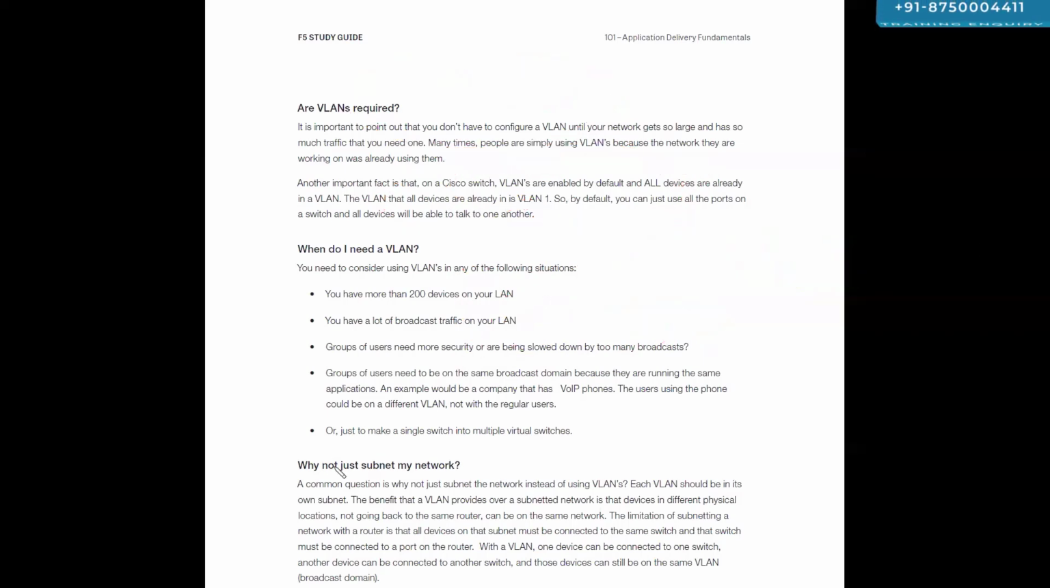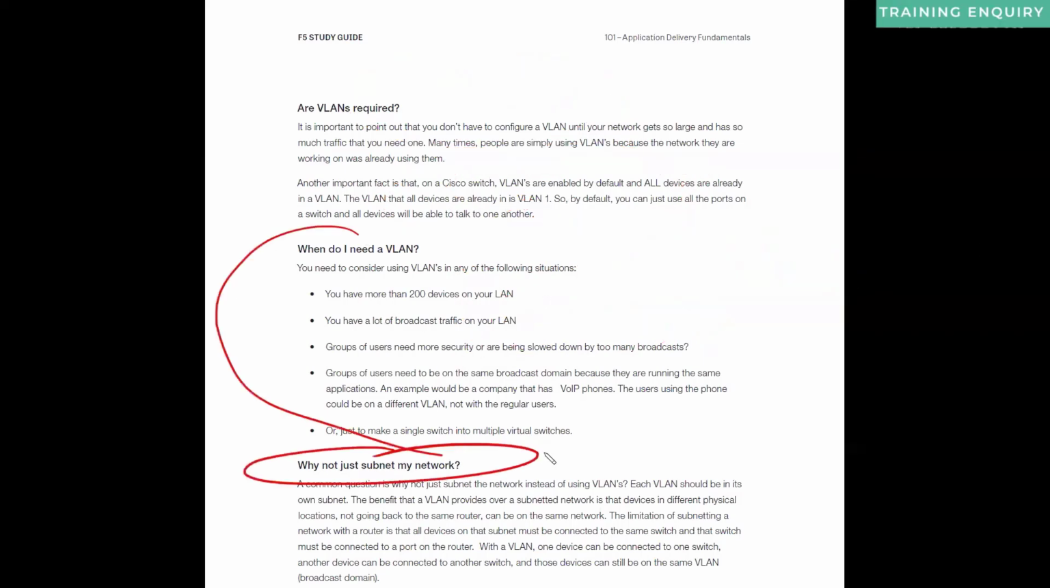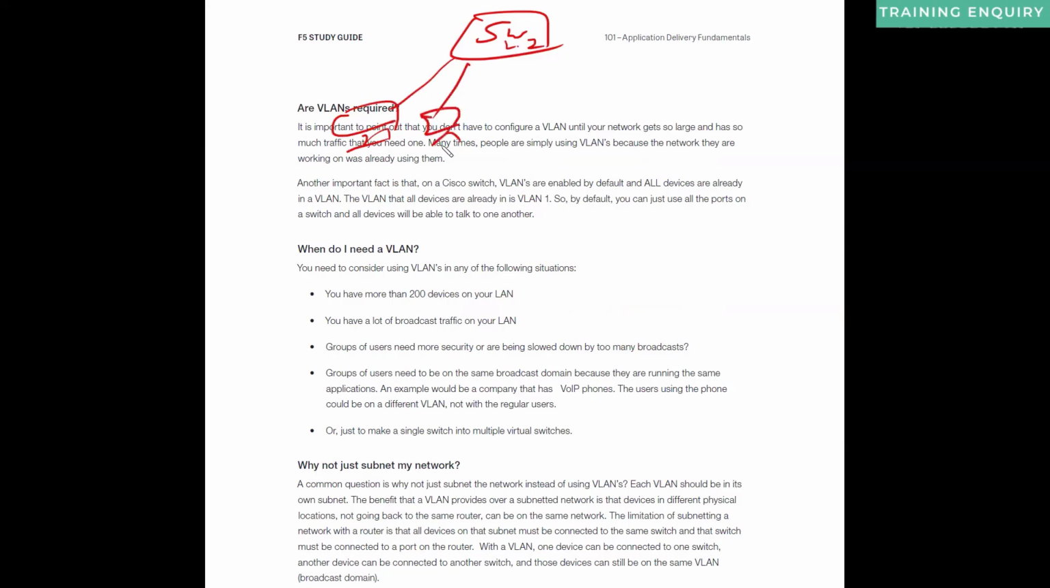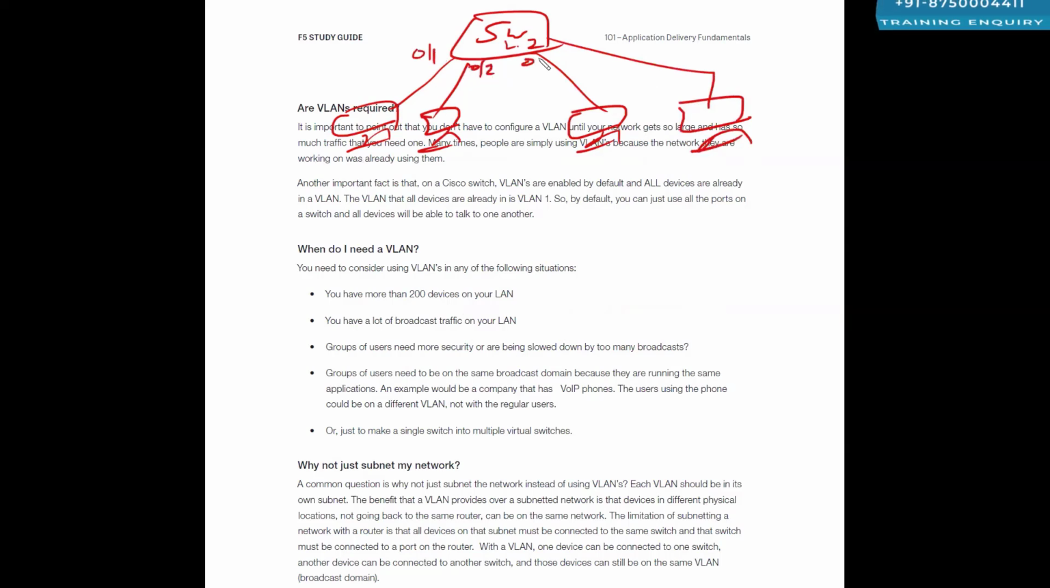Now, the question is, why don't we just perform subnetting? Why are we using different VLANs? So the simple answer would be, let's say there is a switch, right? A layer 2 switch. And there are two groups of users belonging to two separate departments, connected on 0/1, 0/2, 0/3, and then 0/4. So we have these 4 different interfaces. And let's say here we are using 10.1.1.0/24, and here we are using a different subnet, 10.1.2.0/24.